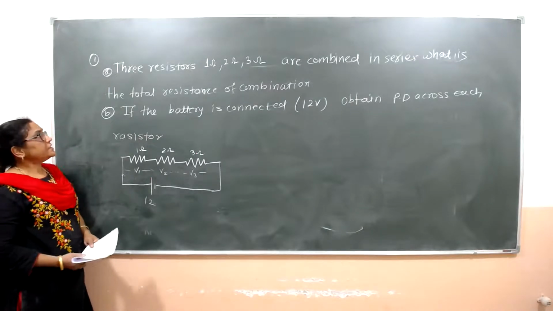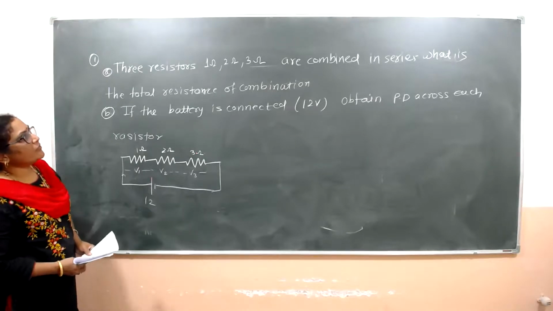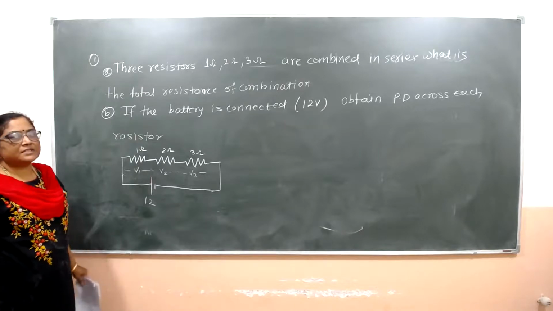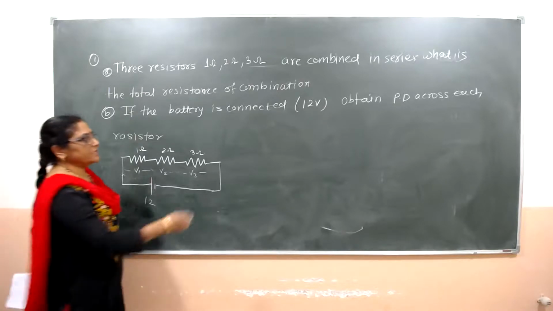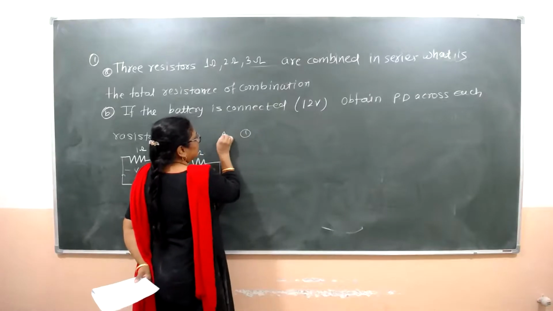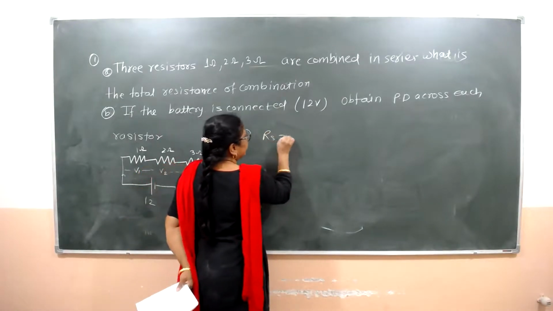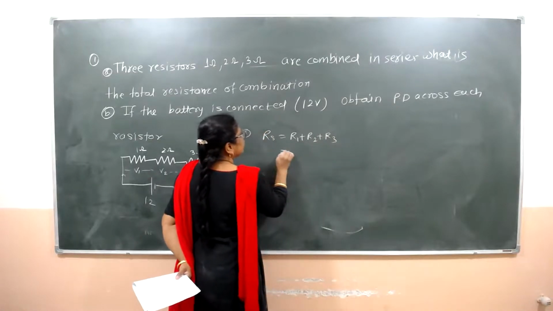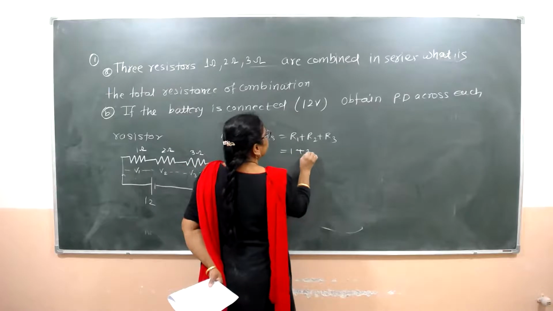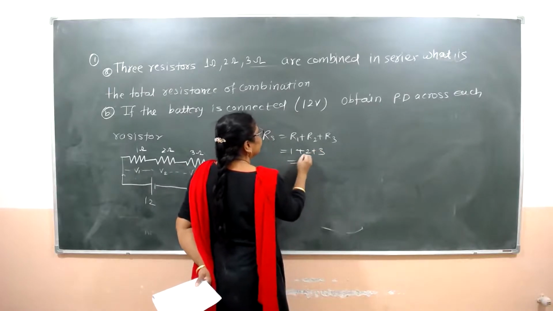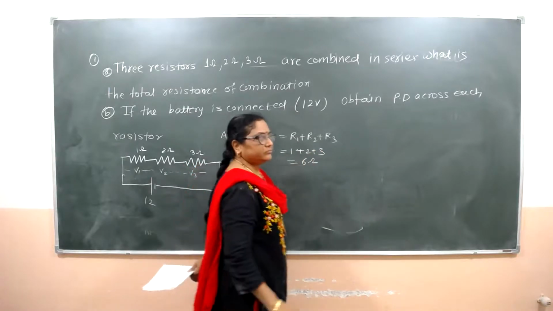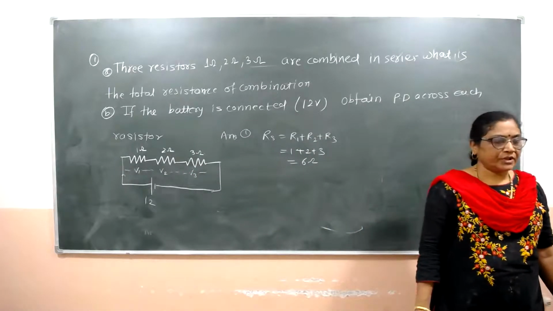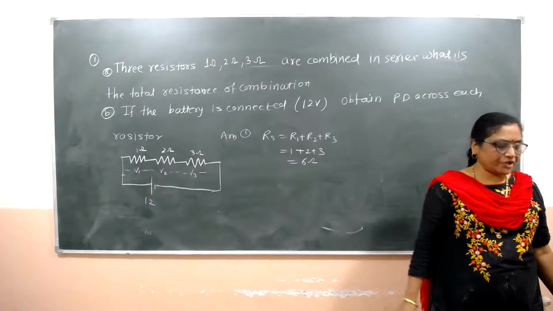First part of the question: 3 resistors of 1, 2, and 3 ohm are combined in series. What is the total resistance? So we know that for the series combination, Rs is equal to R1 plus R2 plus R3. That is equal to 1 plus 2 plus 3 is equal to 6 ohm. So the answer for the first part is 6 ohm.